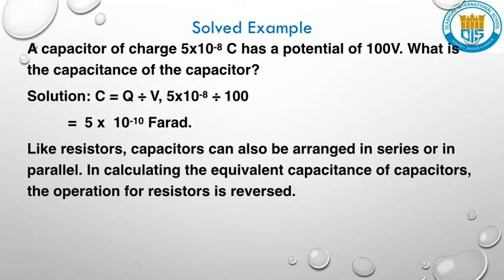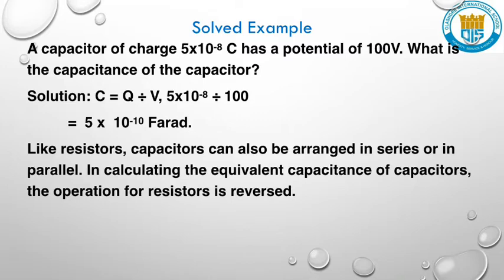Let's then look at a solved example. Here you are given a charge, and you are asked to find the capacitance for a charge of 5 times 10 raised to the power minus 8 coulombs. And you also have the potential difference. We already said earlier that C equals Q over V. So you just put the data you are given in the formula and you get your answer.